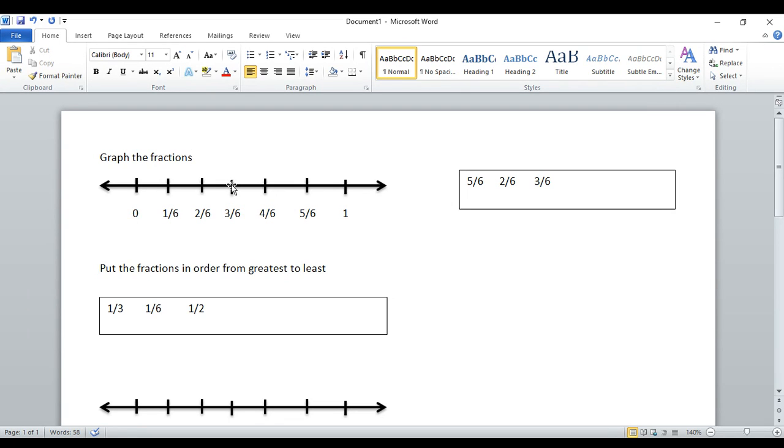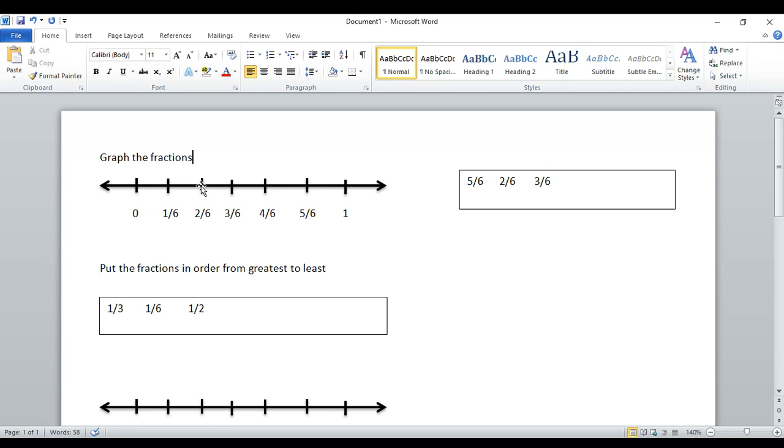And then you'll have to put them in order from greatest to least. And this number line will help you visually see that. 5/6 is the greatest, because it's the furthest to the right on the number line, and then that 3/6 would come next, and 2/6 is the least.